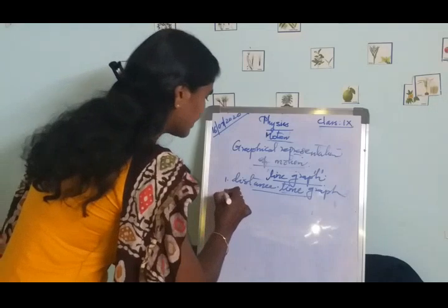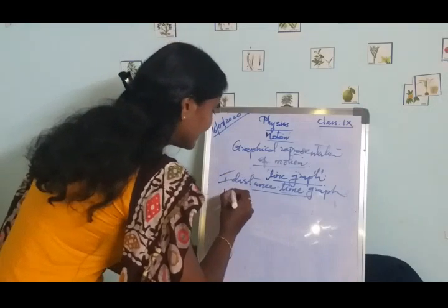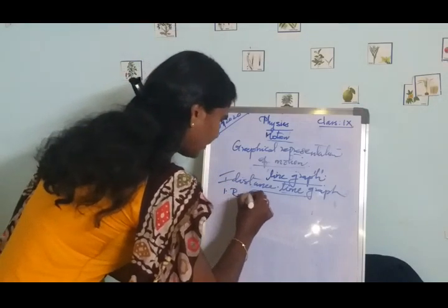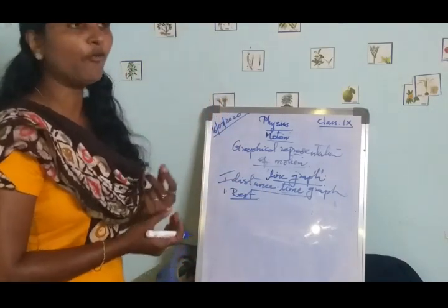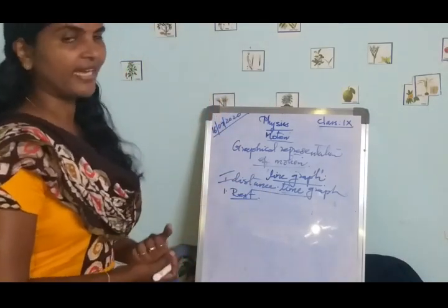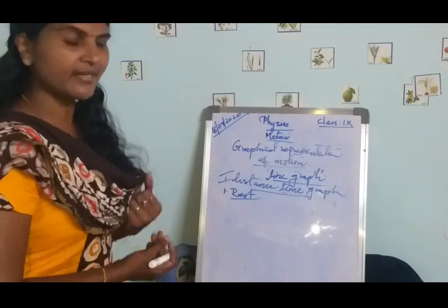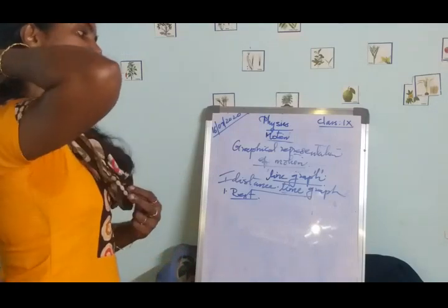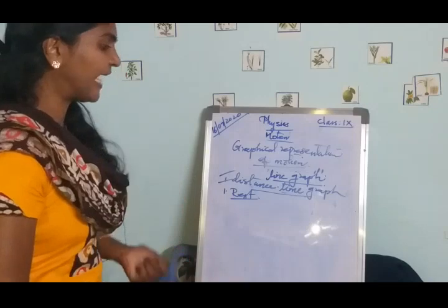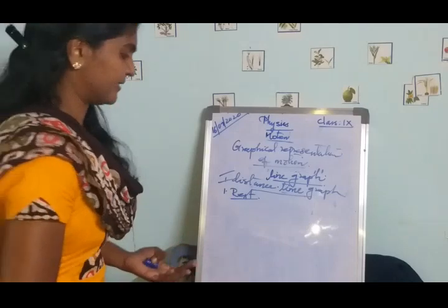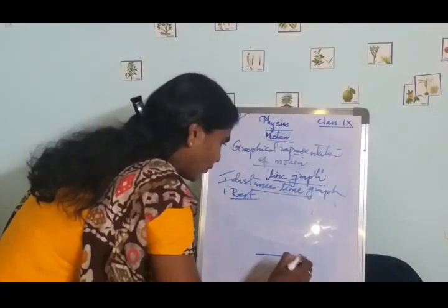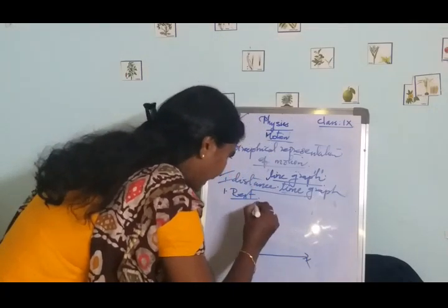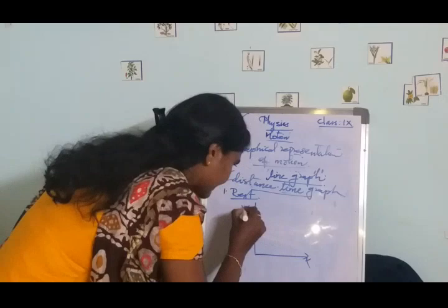The first is for an object at rest. How can we draw the distance-time graph for an object at rest? We already studied that for drawing a graph we need two axes, so we draw the two axes, the x-axis and the y-axis.